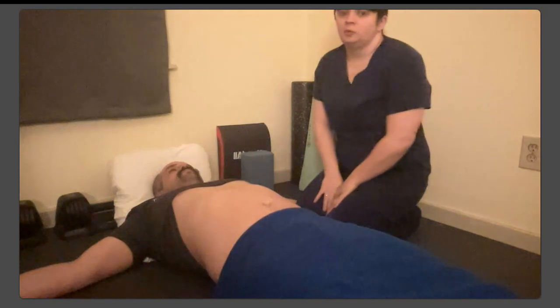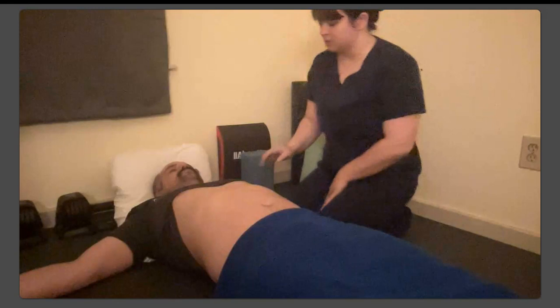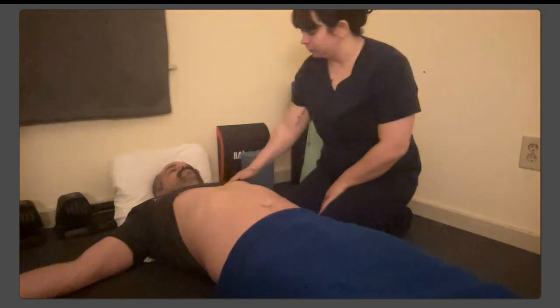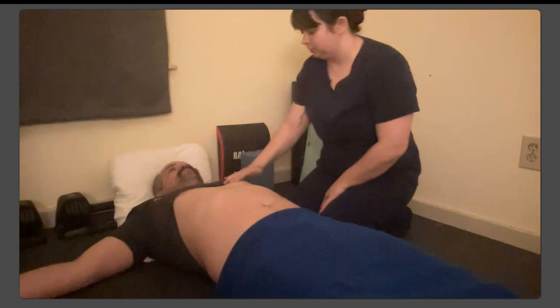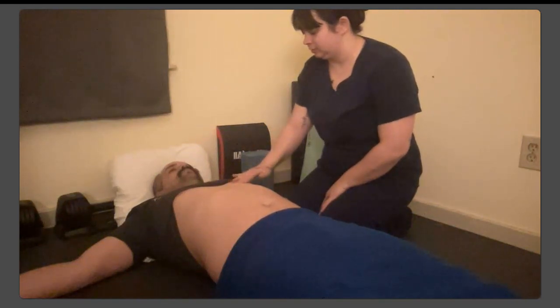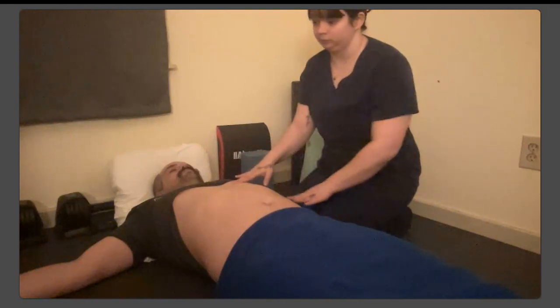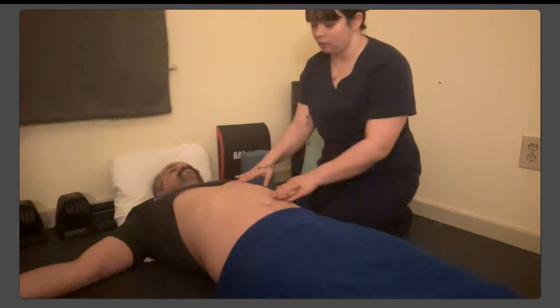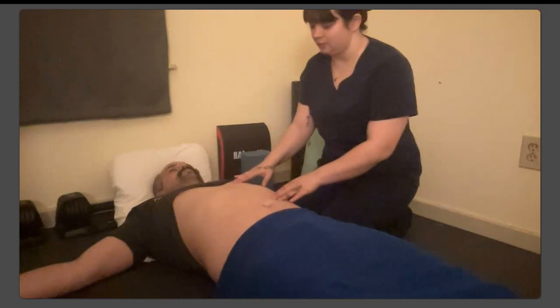For percussion of borders and size of the liver, I will identify the fifth intercostal space on the patient. I'm just going to be feeling for your ribs. Okay. And this would be to the right of the umbilicus, just slightly above.